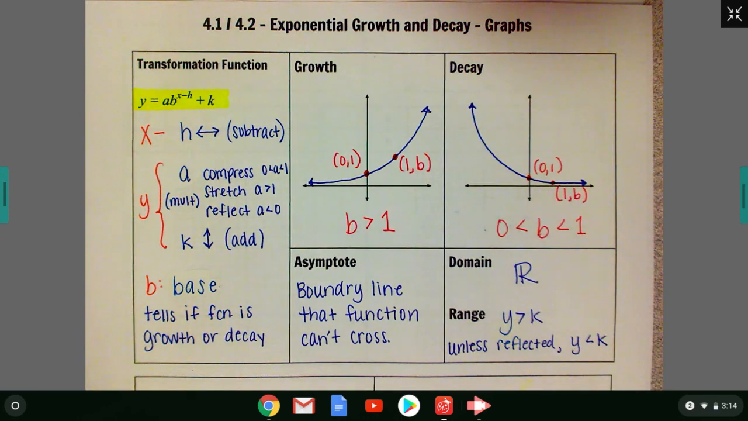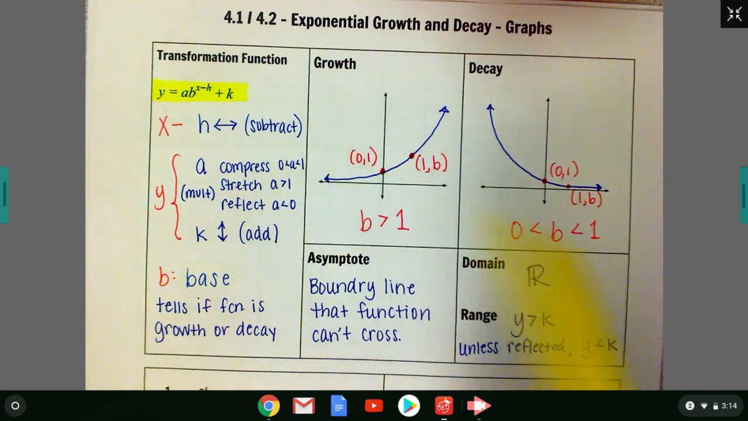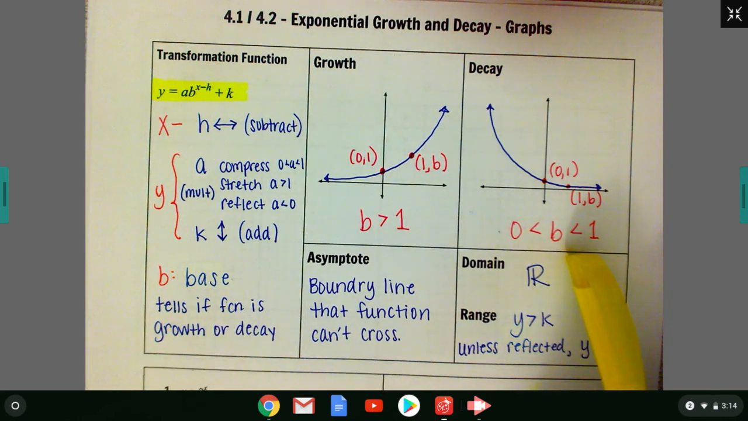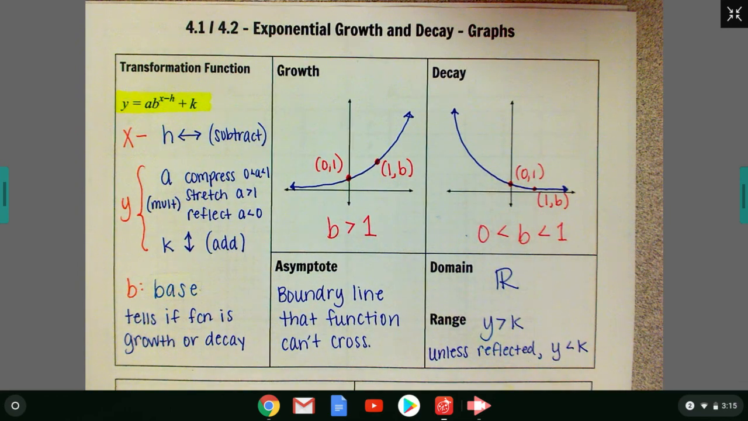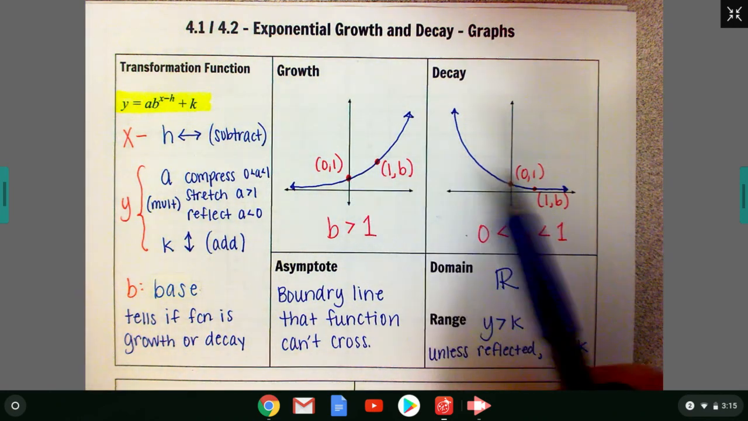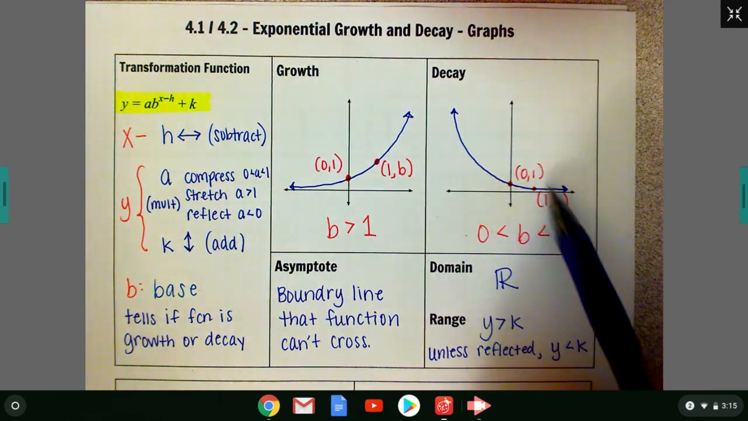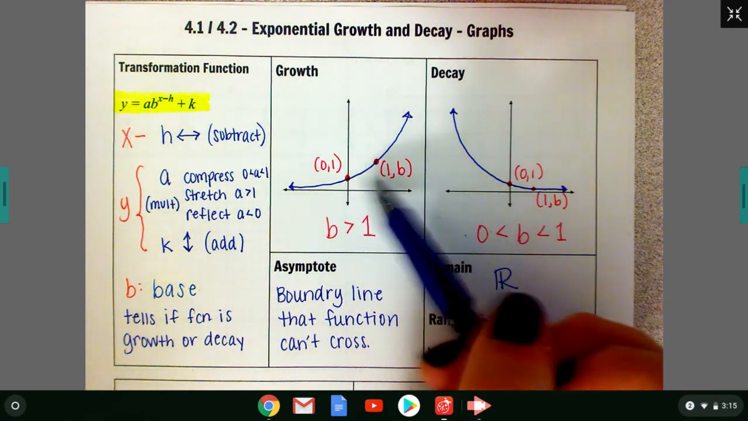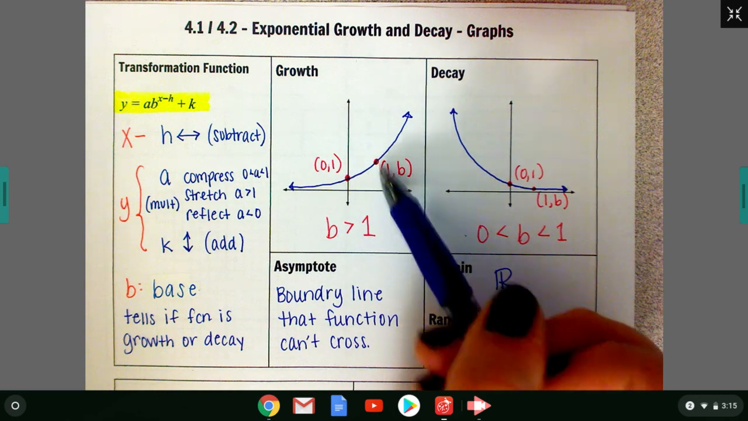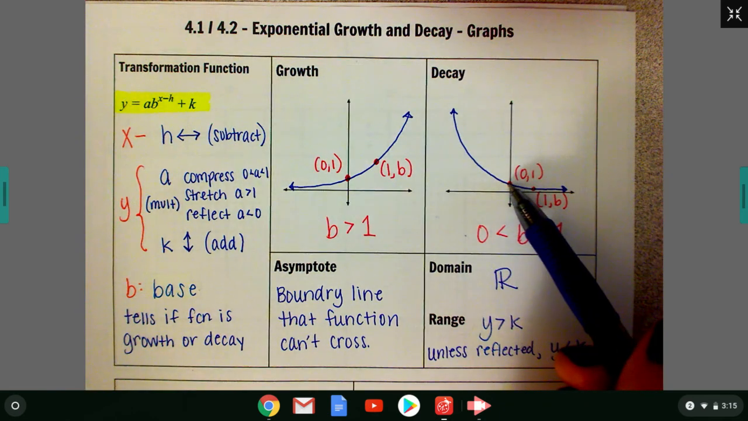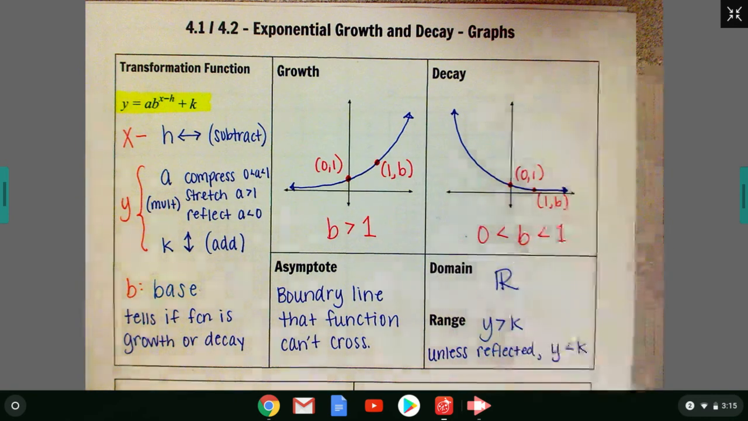So let's look at each, the growth and decay. In this one, if b is greater than 1, then our function is going to go up like a growth. And if b is in between 0 and 1, like a fraction or a decimal, then it's going to go down like decay. And then I've got in here a couple points. (0, 1) is a point in common with our parent functions. And then (1, b) is another point that's in common with our parent functions. Notice this (1, b): the height here is 1 and the height here is b. So b is greater than 1. And here the height is 1 and then the height is b, so b is less than 1, which is exactly what our constraints were.